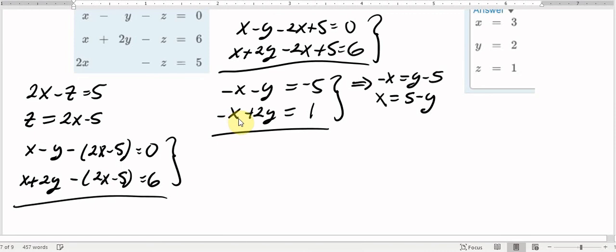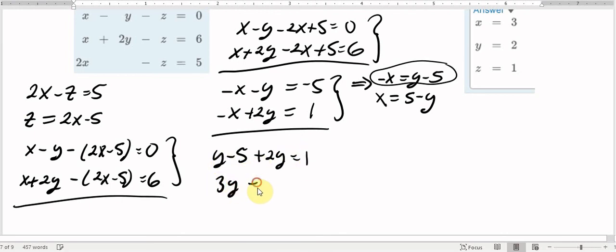So for the second equation, you could replace negative x with y minus 5, right? And then plus 2y is equal to 1. So negative x from here is equal to y minus 5. So I get y minus 5 plus 2y is equal to 1. So y plus 2y is 3y. Add 5 on both sides, I get 6. So y is equal to 2.